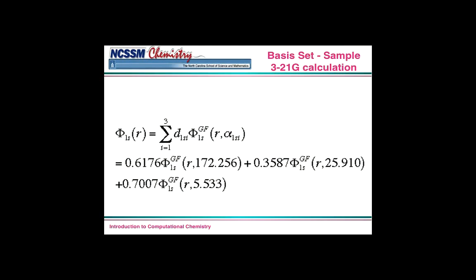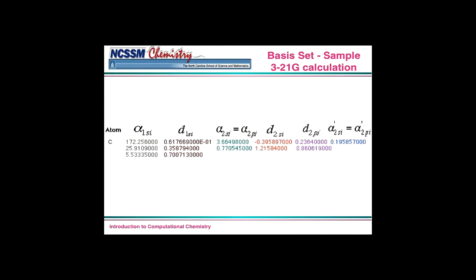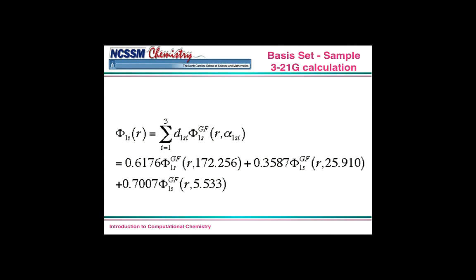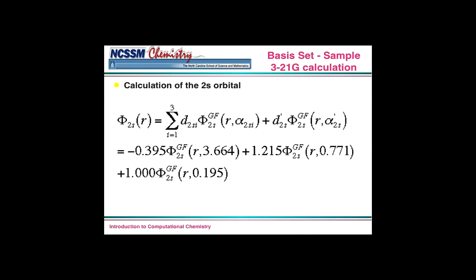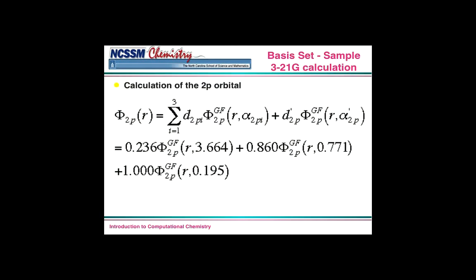I've tried to substitute those in. So it's not a bad exercise to go through and see if you can figure out how these numbers get substituted in there. So here's the calculation of the 1s orbital, here's the calculation of the 2s orbital, and here's the calculation of the 2p orbital. And again, all of this is for carbon.